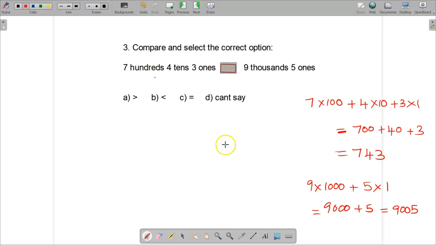So what is this number? It is 743. Okay, what is this number? 9005. So we need to find out which option is correct. Whether this number is less or greater. So 9005 is greater. So we need to put the symbol as this. Okay, so the option is what? B option. Okay, why? Because this symbol is similar to this. So this option is correct. 9005 is greater than 743.